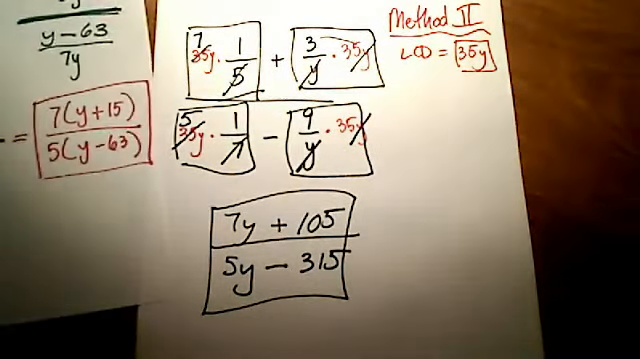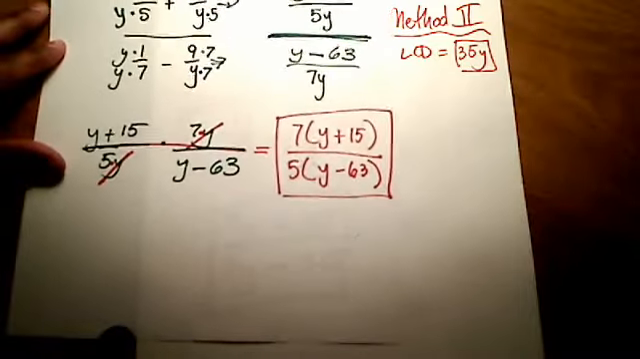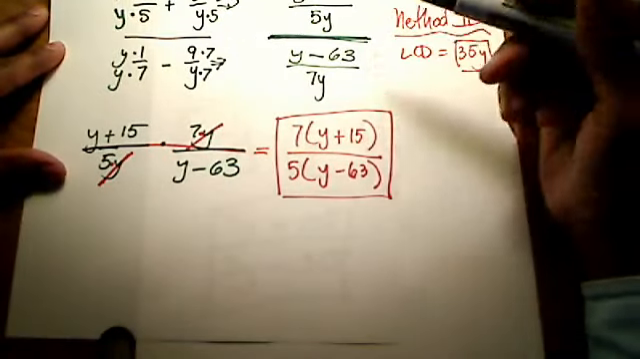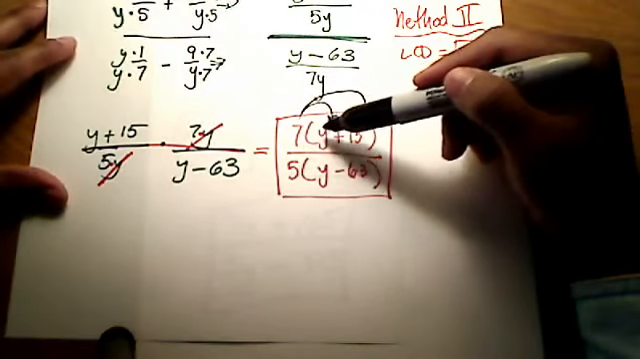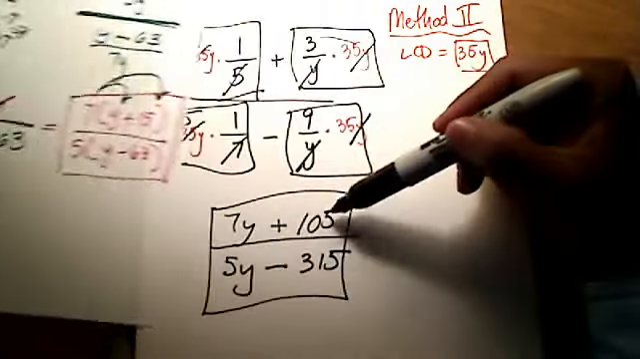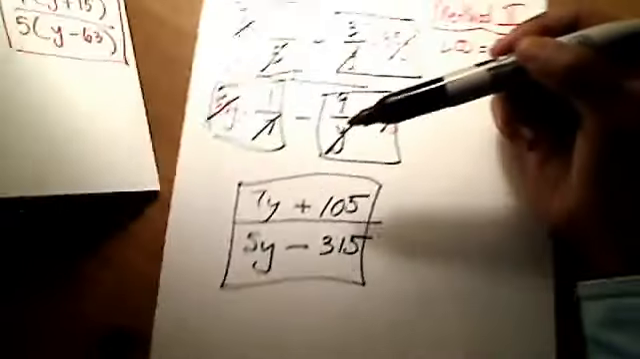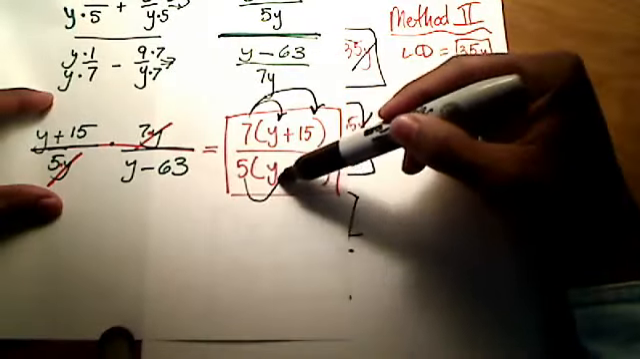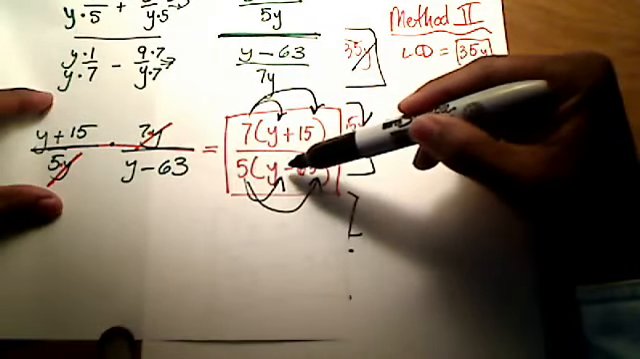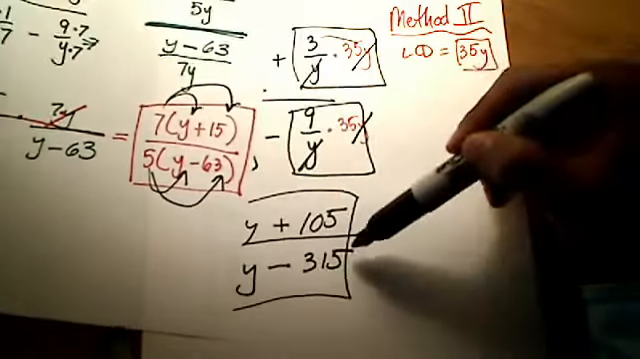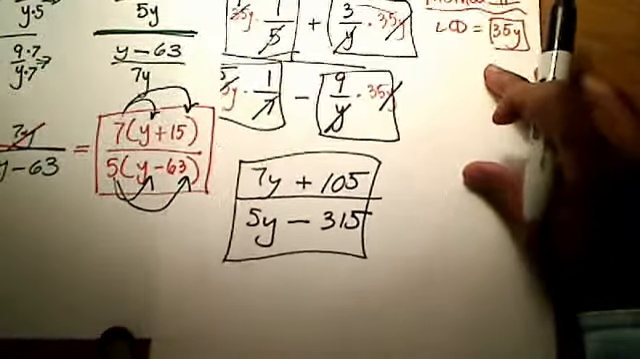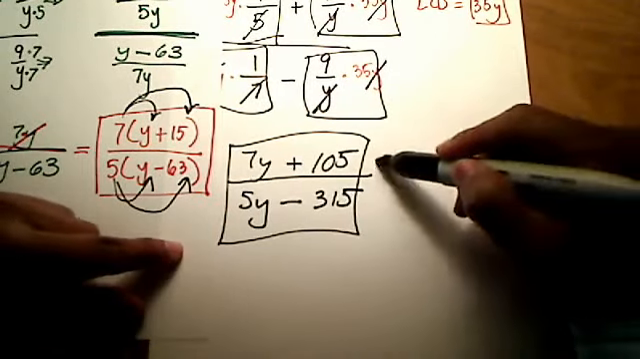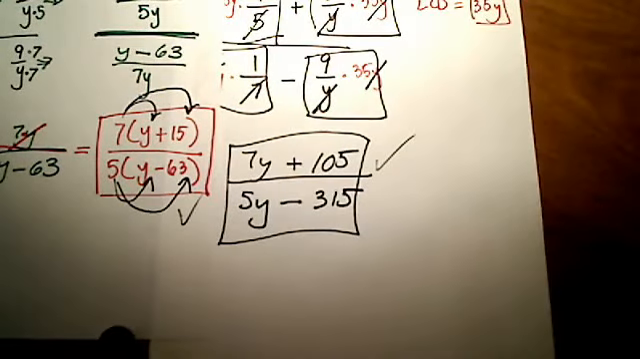Now you're probably wondering, hey, wait a second, that wasn't the answer you had before. Well, it actually is. If you take 7 and distribute it into both of these two terms, you'll see that you'll have 7y, and 7 times 15 gets you to 105. And if you distribute this 5 times both of these terms inside here, you'll see that you'll have 5y minus 315. So it actually does come out to be exactly the same. And if you were doing this on MyMathLab, it would take either one of these two answers. They're both correct. Same answer. Hope that helps.